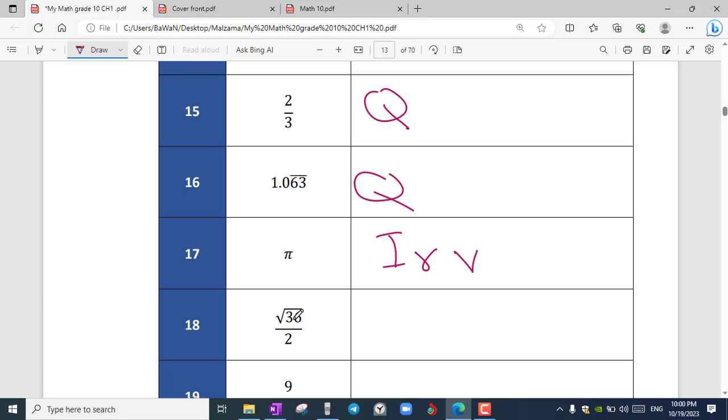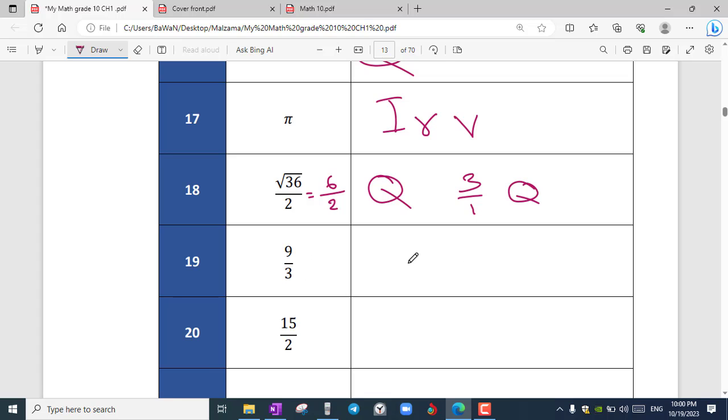36 is a perfect square number, so this will be 6 over 2, which is 3. But 6 over 2 is a fraction. It's rational. Even 3, we can write it as 3 over 1, so it's rational. Fraction, rational. Fraction, rational.